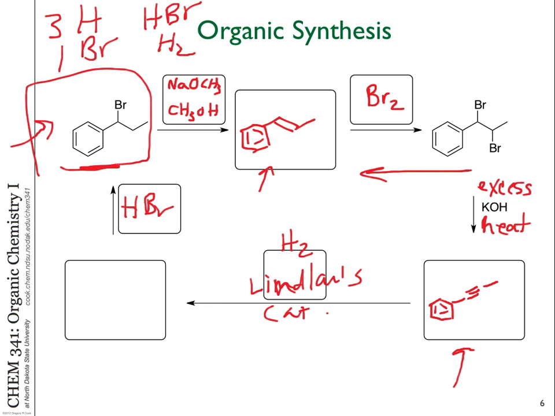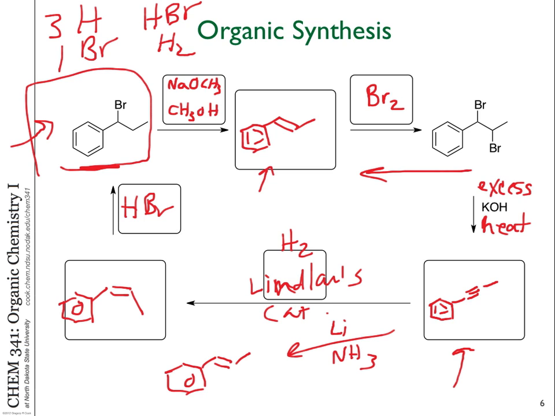And Lindlar's catalyst specifically, depending on what you choose here, will give you the cis double bond, and then HBr will add to that. Okay? Another way you could reduce it, H2 with palladium on carbon would go too far. You can't use that. But this isn't the only possibility. You could use something like lithium in ammonia. The only difference is you'll end up with the trans double bond instead of the cis, but that doesn't matter.